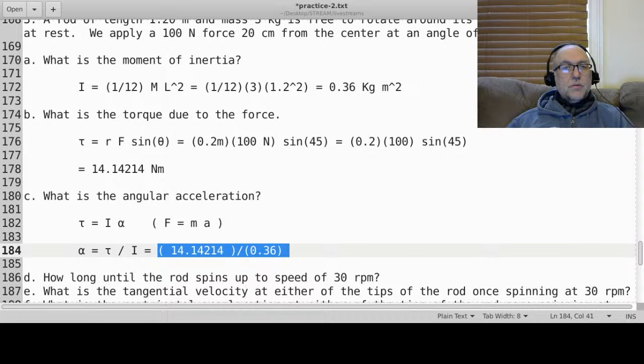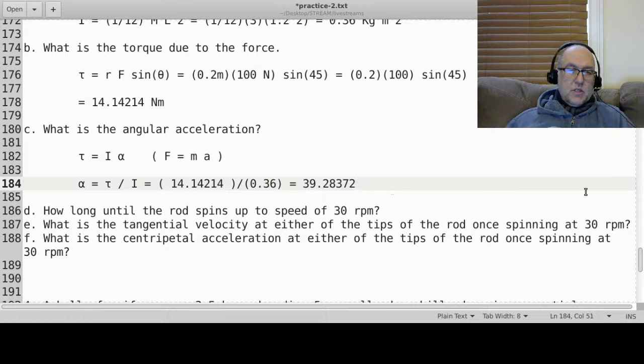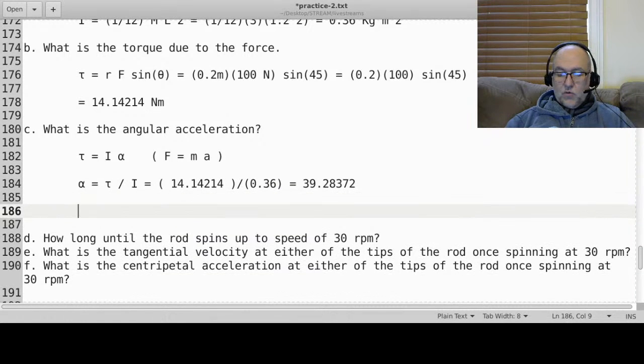And what does that work out to? It works out to this number, 39.28. And on a test, of course, I would round that off to 39.3. And what are the units? The units are radians per second squared.